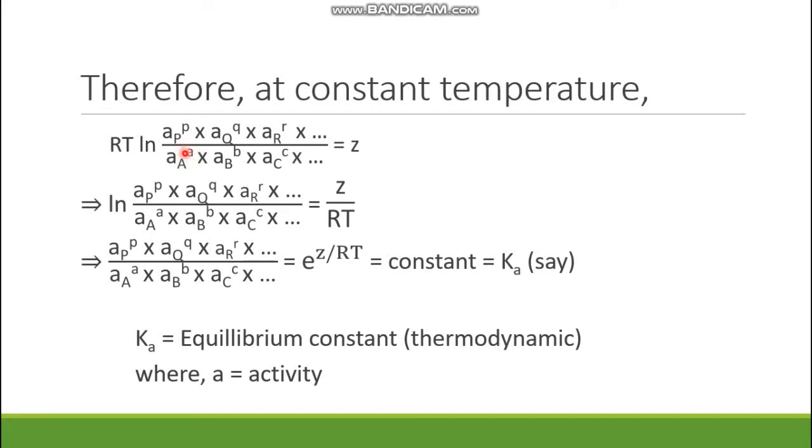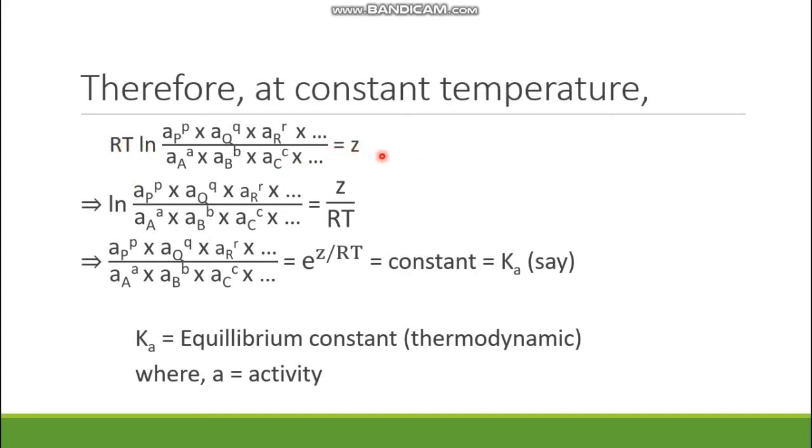Now what about this A? This A is the number of moles of species A. Okay, so these 3 A's are completely different. Okay, so do not get confused. So A to the power A means the activity of A to the power number of moles of A multiplied by activity of B to the power number of moles of B, and so on. This is actually equal to Z, which is a constant.